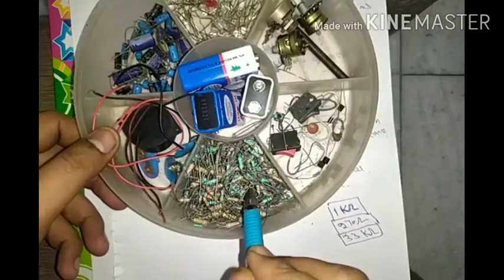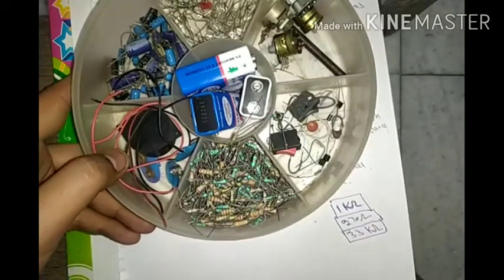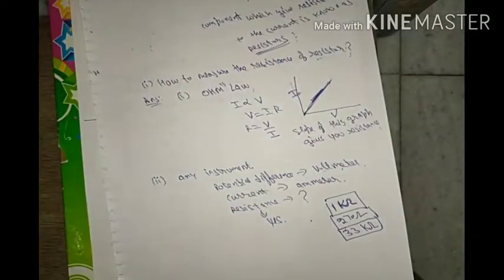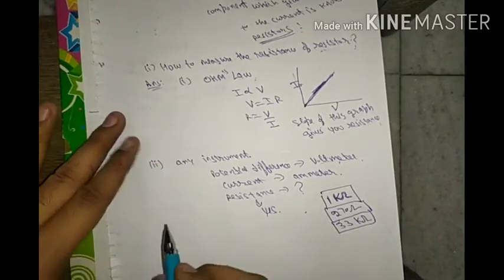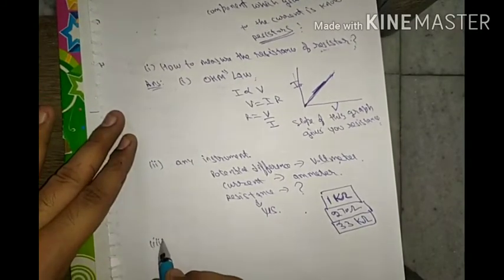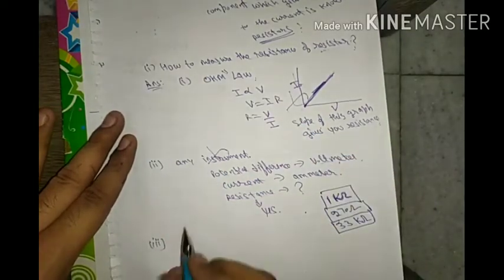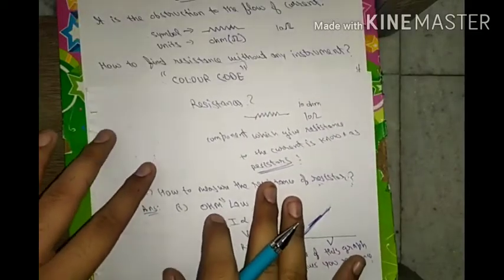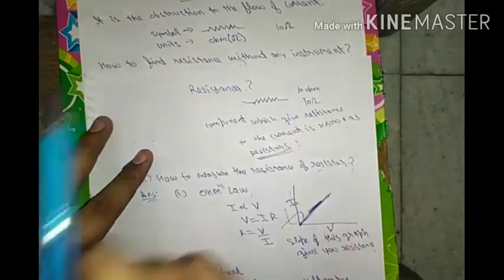I have so many resistances, and you can measure any of the resistances with this instrument. Clear, students? So it is a very easy task. So this is the second method. But let us think, suppose we don't have this graph, we don't have any instrument, then how can I measure the resistance of a resistor?